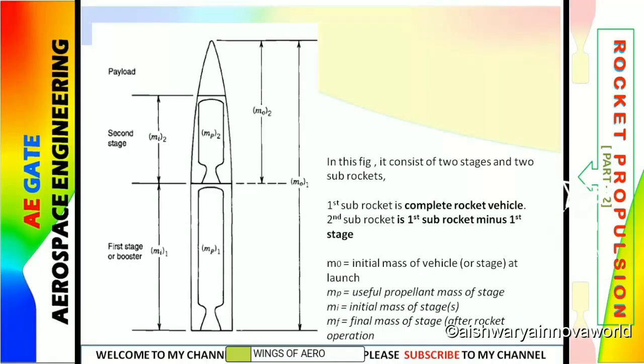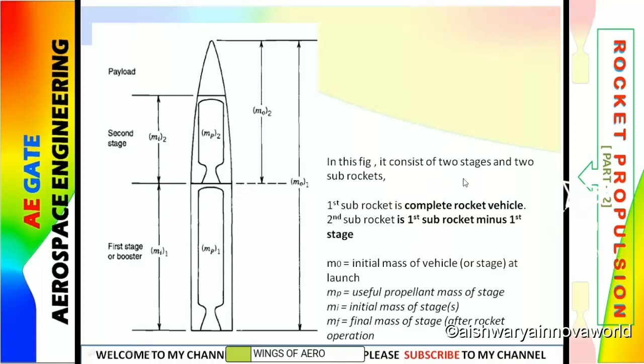See, in this figure there are two stages and sub-rockets. What is meant by stages? See, from here to here is one stage, and here to here is another stage, and beyond this we call it the payload. What is meant by stage? This is one system, this is another system, and this is the payload.